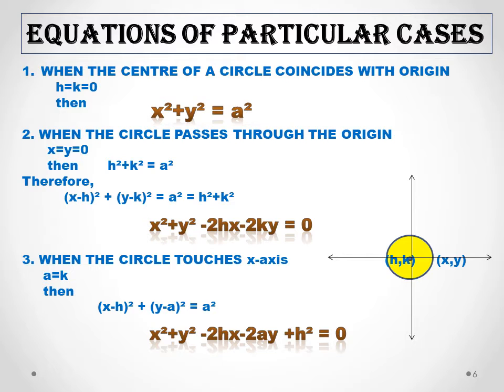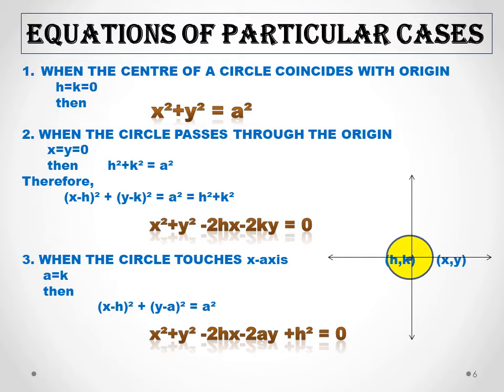Or if you don't want to remember, just remember the way of finding it out, right? Third is when the circle touches the x-axis. It is touching the x-axis, which means at the center, your radius will be what? k. Obviously your radius will be k if it is touching the x-axis. So that means your standard equation will become (x minus h) whole square plus (y minus k) whole square. So k is a, so (y minus a) whole square is equal to a square.